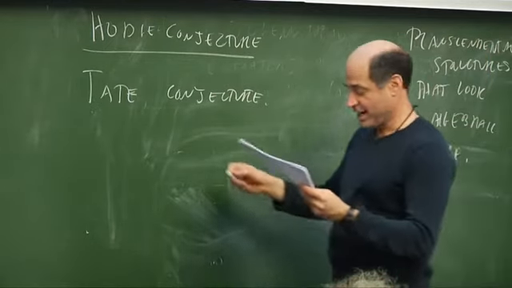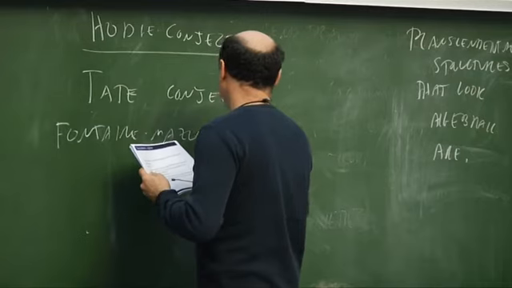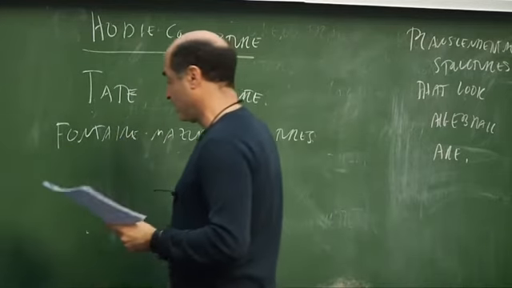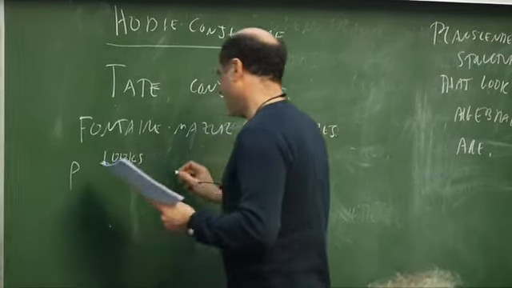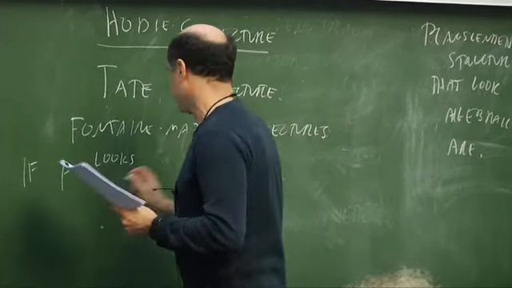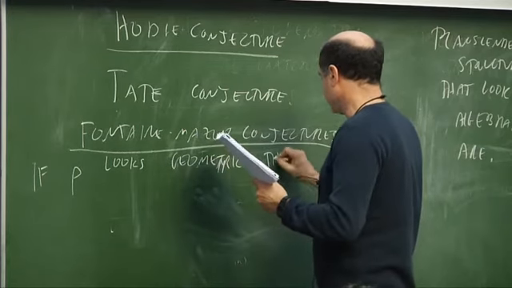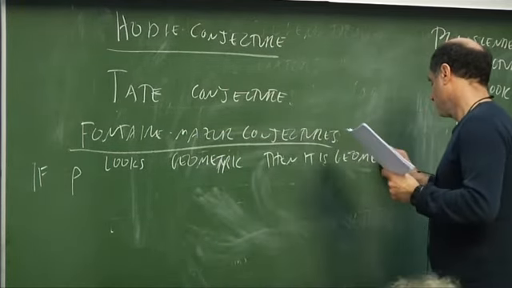So the Tate conjecture, and then the Fontaine-Mazur conjectures, which are less familiar: if rho, as before, looks geometric, then it is. Well, this is actually a precise conjecture, which I will try to state. So let me erase the automorphic representation for the time being.